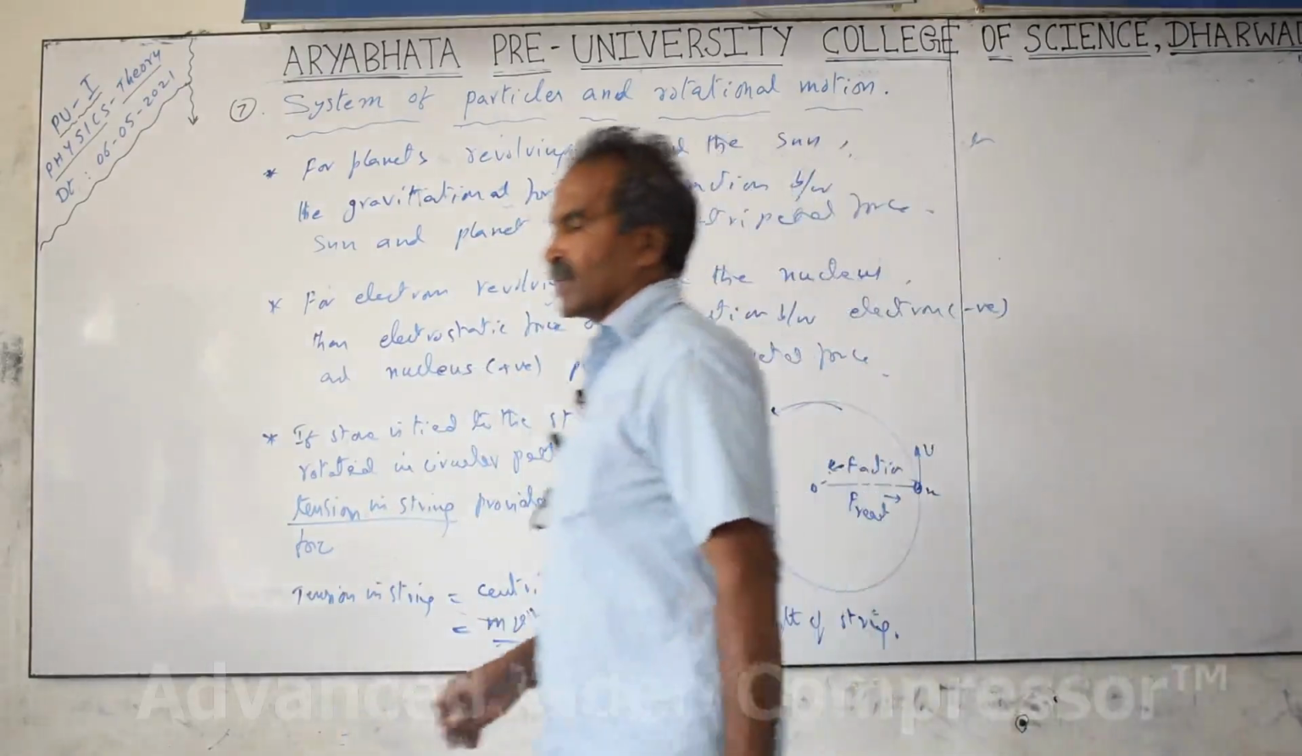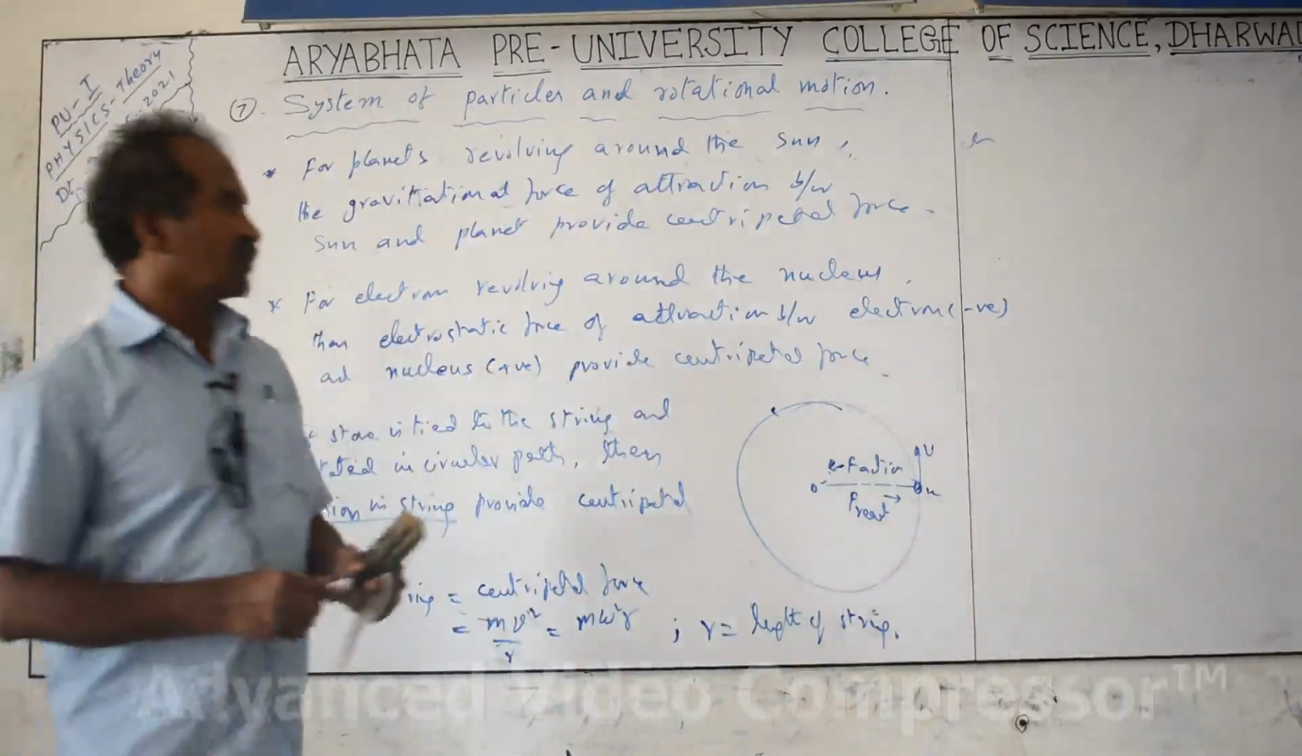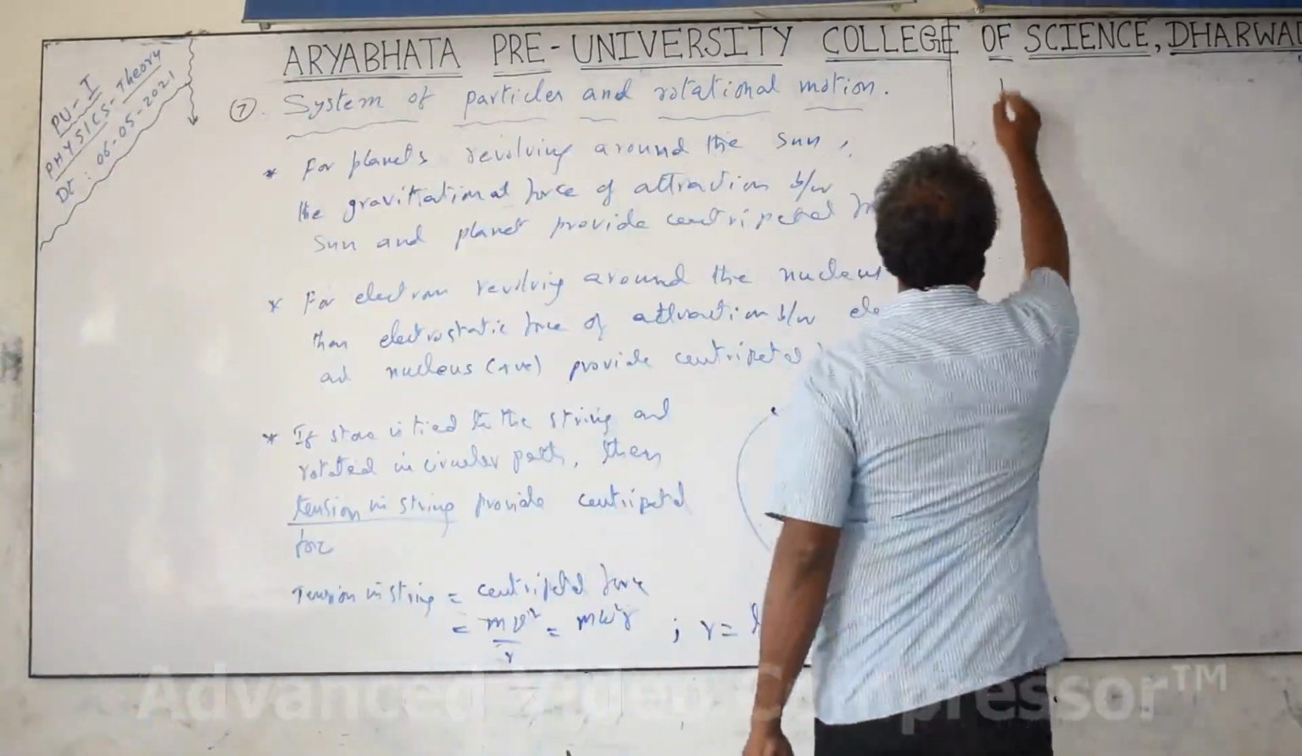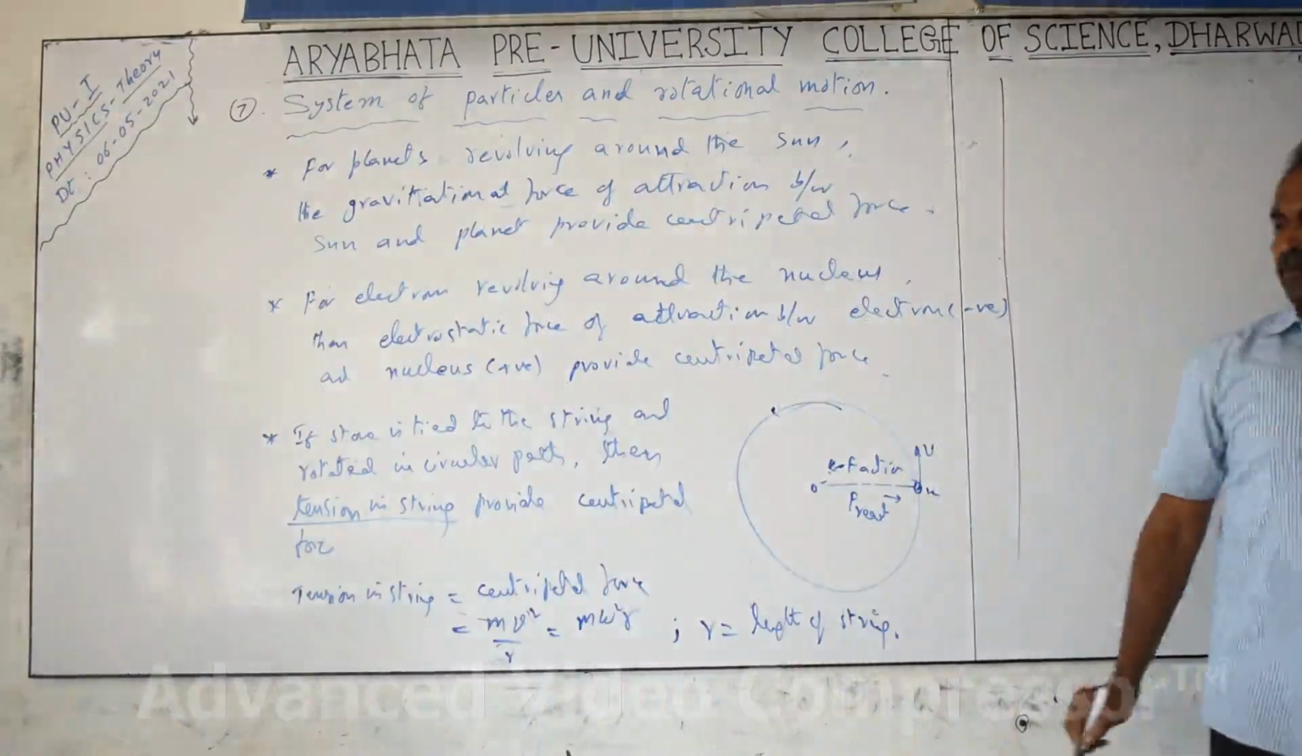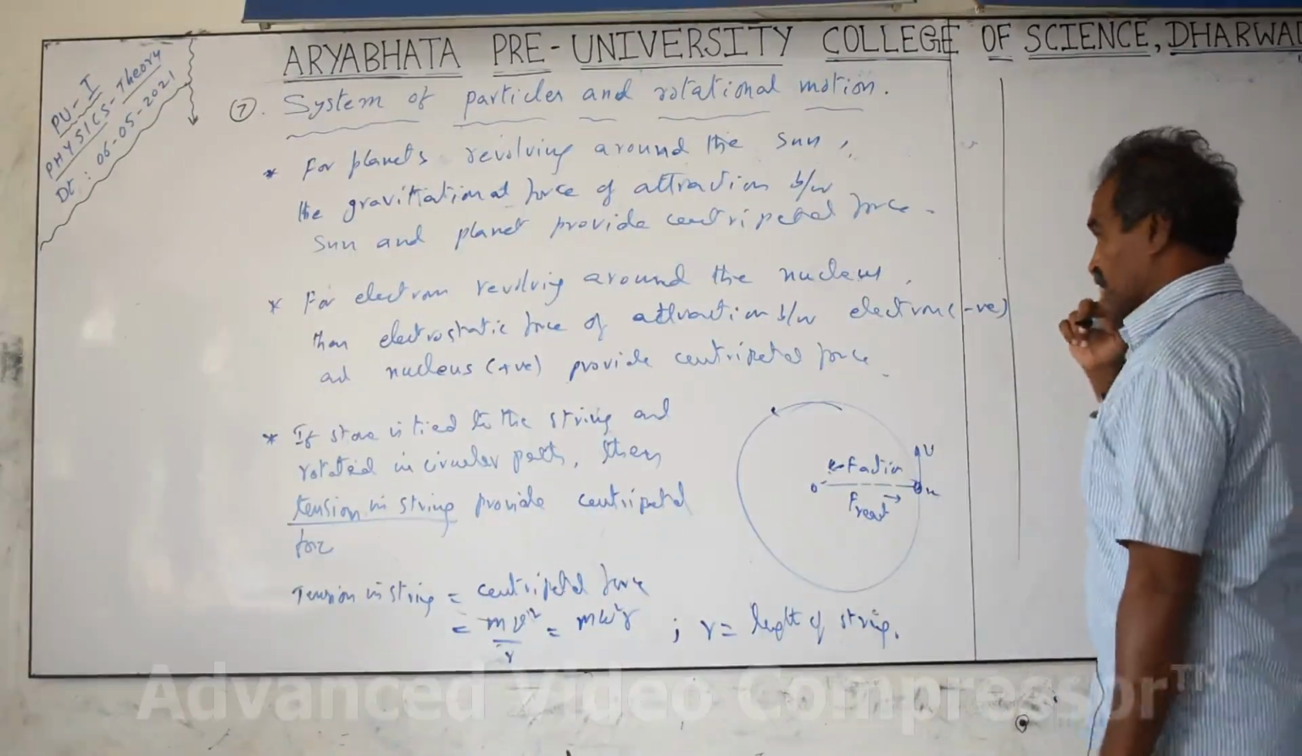Next example is, if a vehicle is taking a turn on level roads, then what provides the centripetal force is friction between the tires and ground. If it is an unbanked road. If it is a banked road, then the component in the normal direction provides the centripetal force apart from the friction.